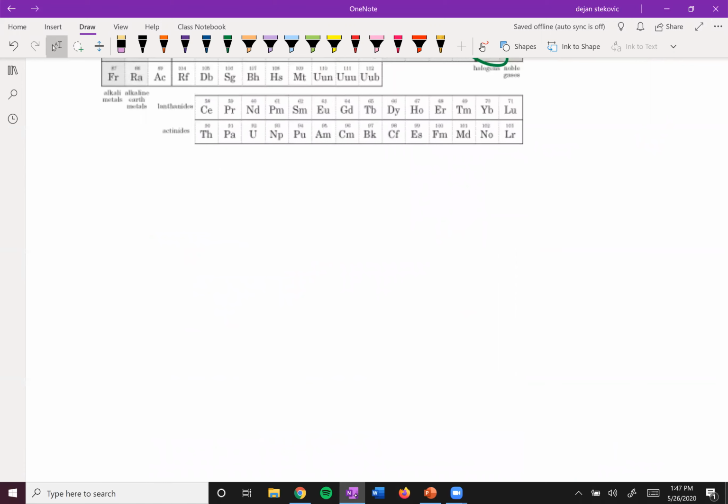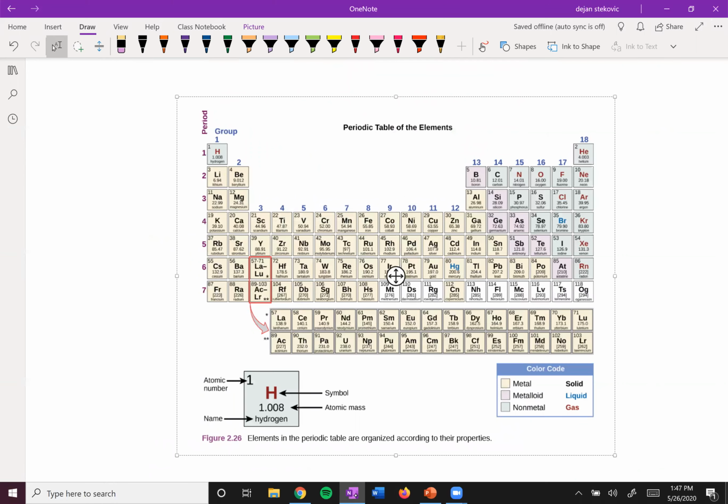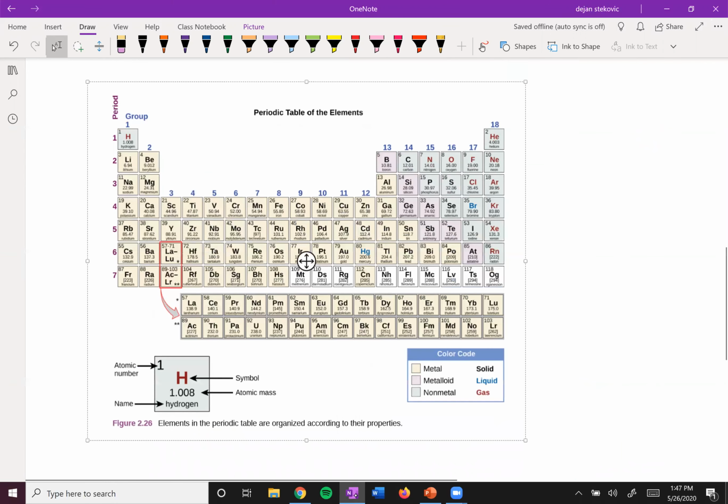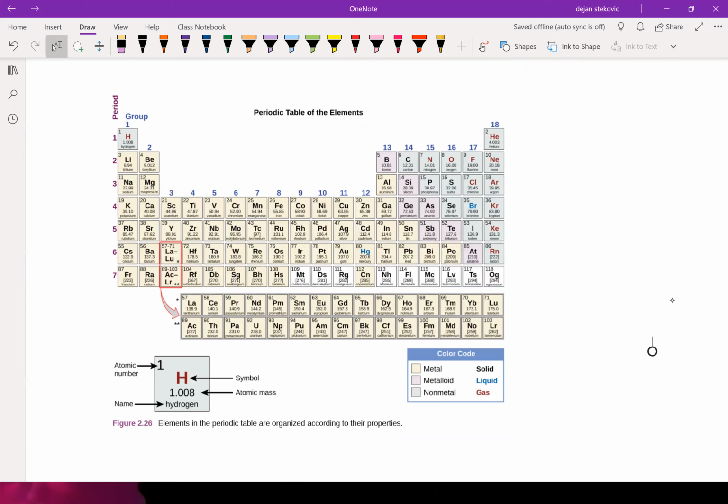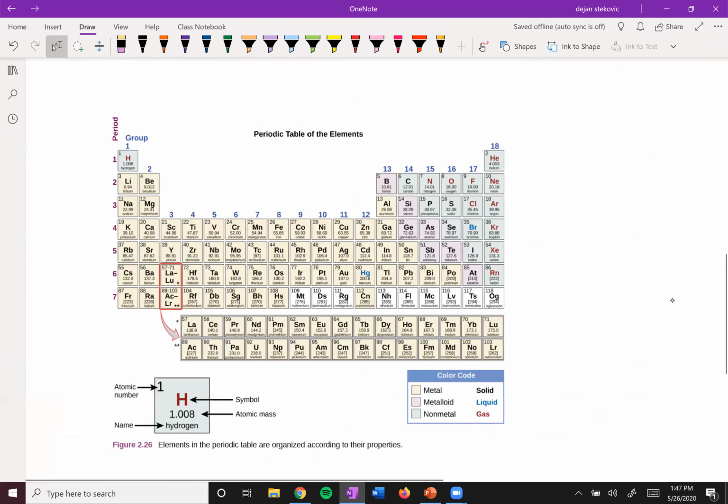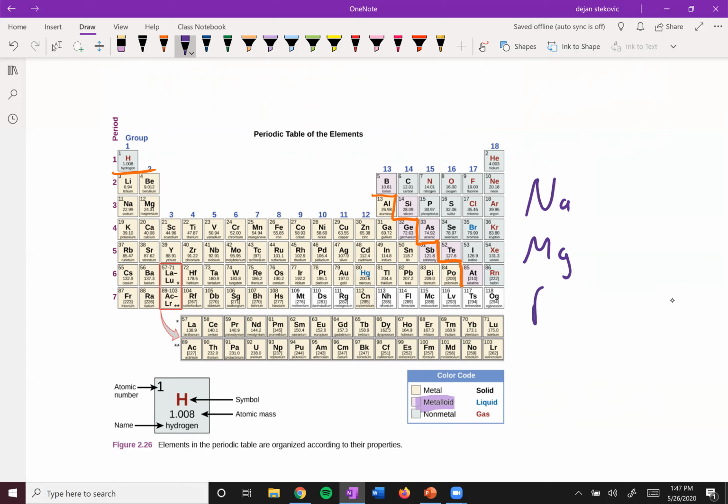Here's just another image of that. So you can see here in this kind of purple color, they call these metalloids. But remember, for our case, we're just going to use this staircase here as our indication. So for example, sodium, magnesium, phosphorus, selenium, identify them.